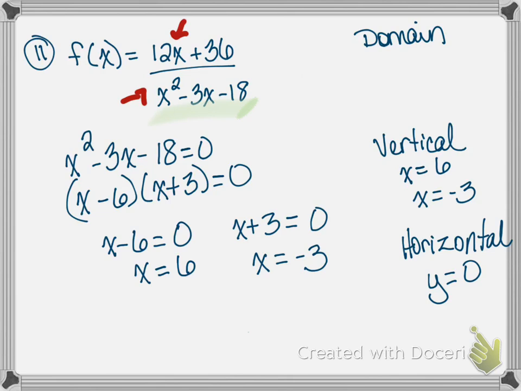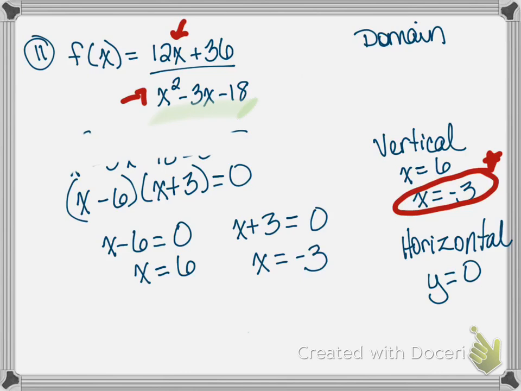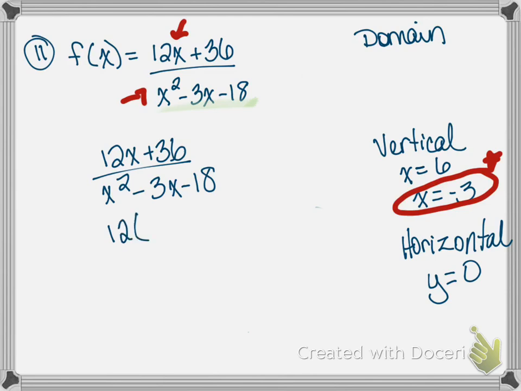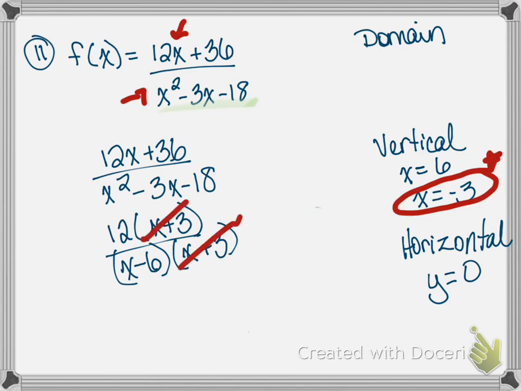Now, I want to go back and talk about this negative 3. We did not do one of these in class, so I want to talk about this x equals negative 3. If I were to factor this ahead of time, I would have 12x plus 36 over x squared minus 3x minus 18. If I factored the numerator, I would end up with 12 times x plus 3 over x minus 6 and x plus 3. Do you see how at that point this would cancel out?